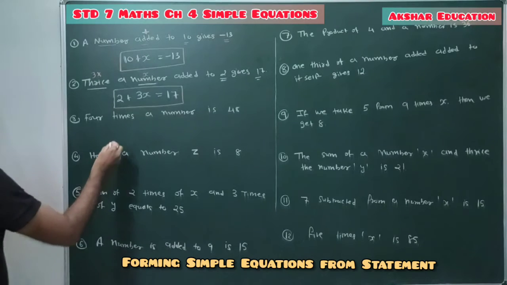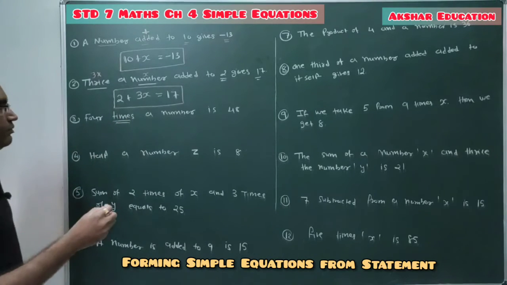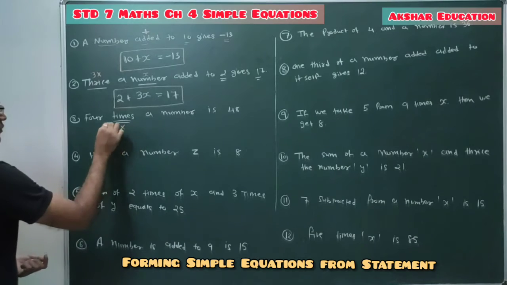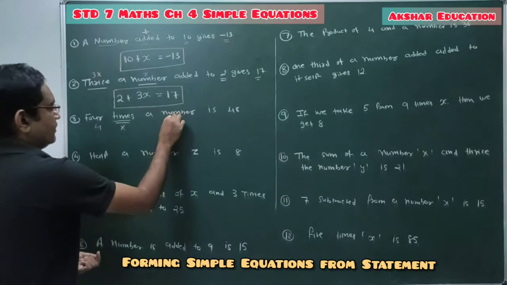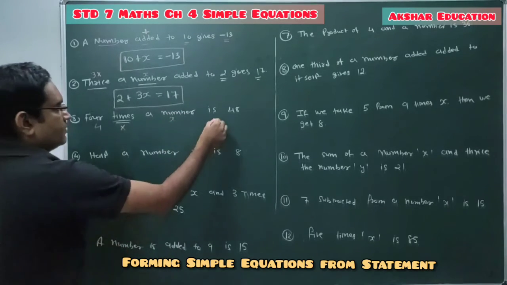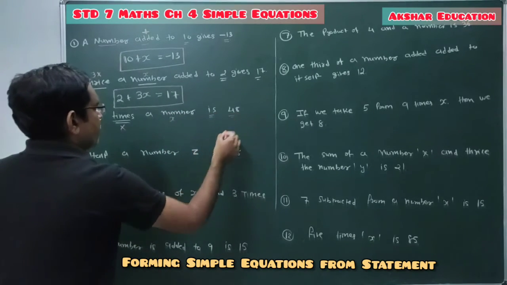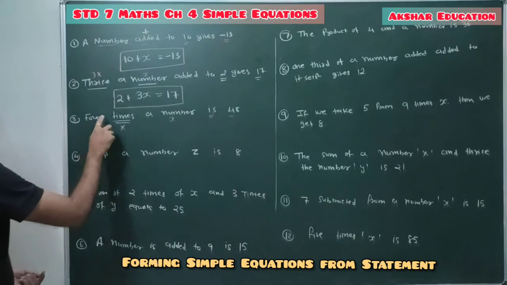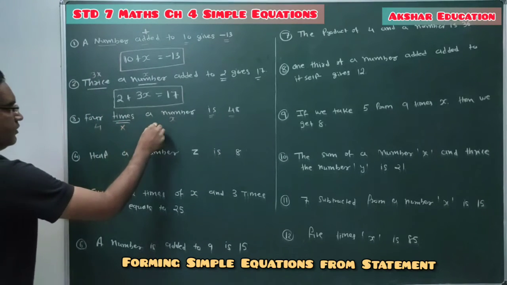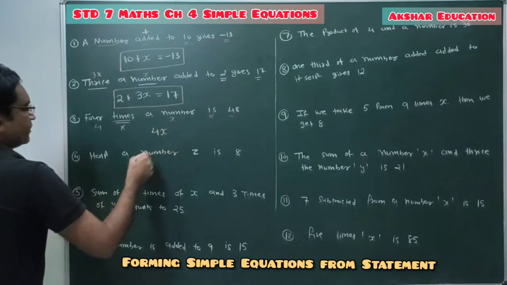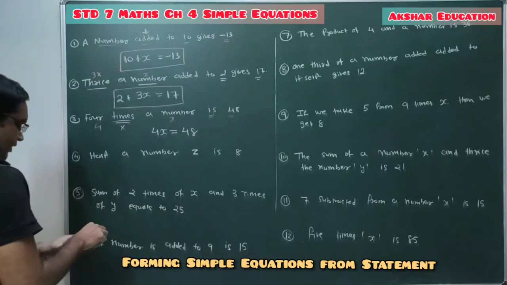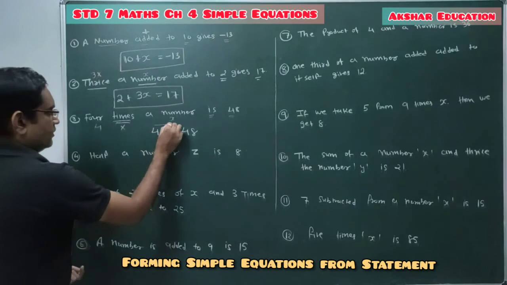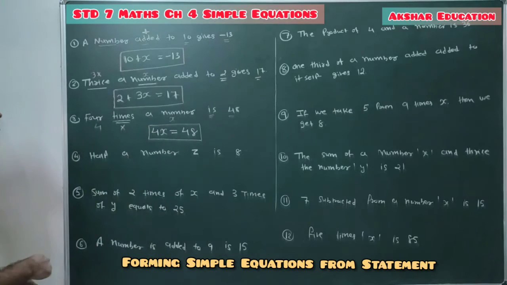Now next statement, 4 times a number is 48. Times means multiplication. So 4 times a number, let the number be x. So 4 times the number, the result is 48. So 4 multiplied by the number, 4x, equal to 48. 4 times a number is 48. A simple equation is very simple.